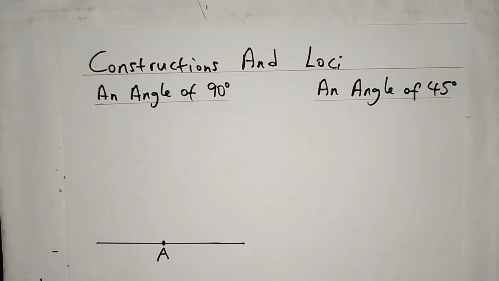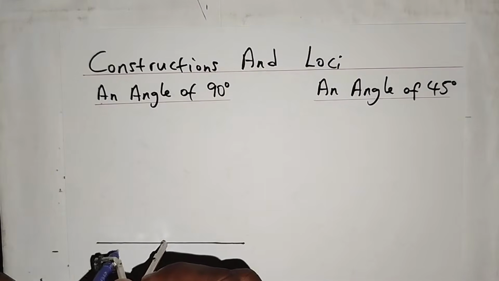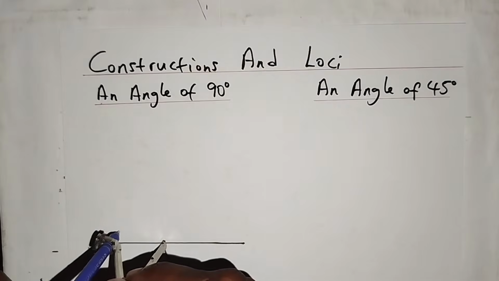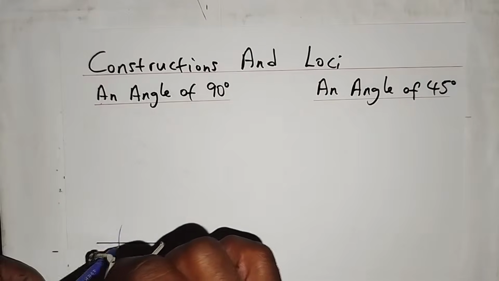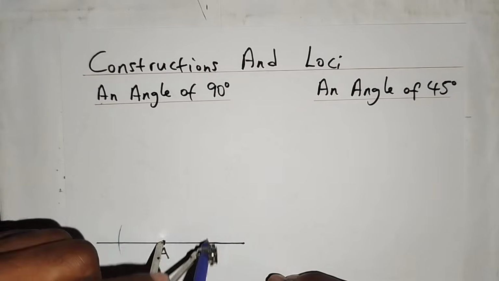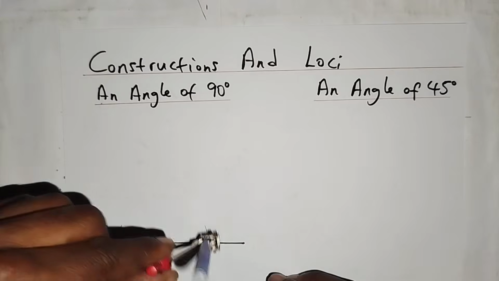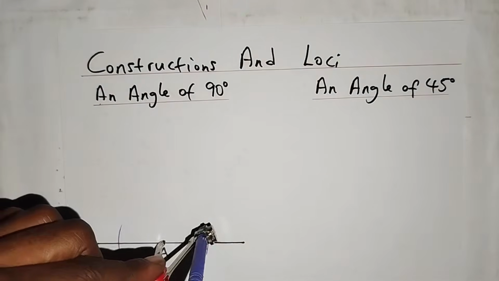Okay, so let's go on and construct an angle of 90 degrees and then an angle of 45 degrees. So let's say I want to construct an angle of 90 degrees at A. So with A as my center, I open a suitable radius and draw an arc which cuts this line here, without changing the radius and without changing the center, I'll cut this line on the right hand side of A.